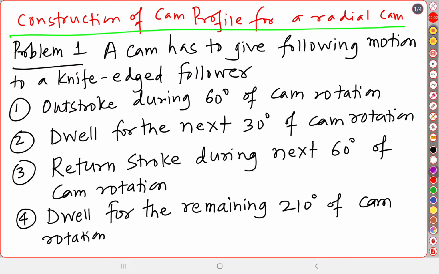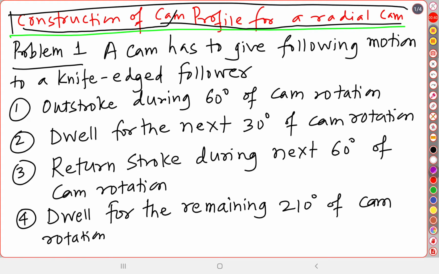Hello students, in this particular lecture we will learn construction of cam profile for a radial cam. You will see clearly the problem statement in front of your screen. We will try to solve the problem based on construction of cam profile, as it is written here.